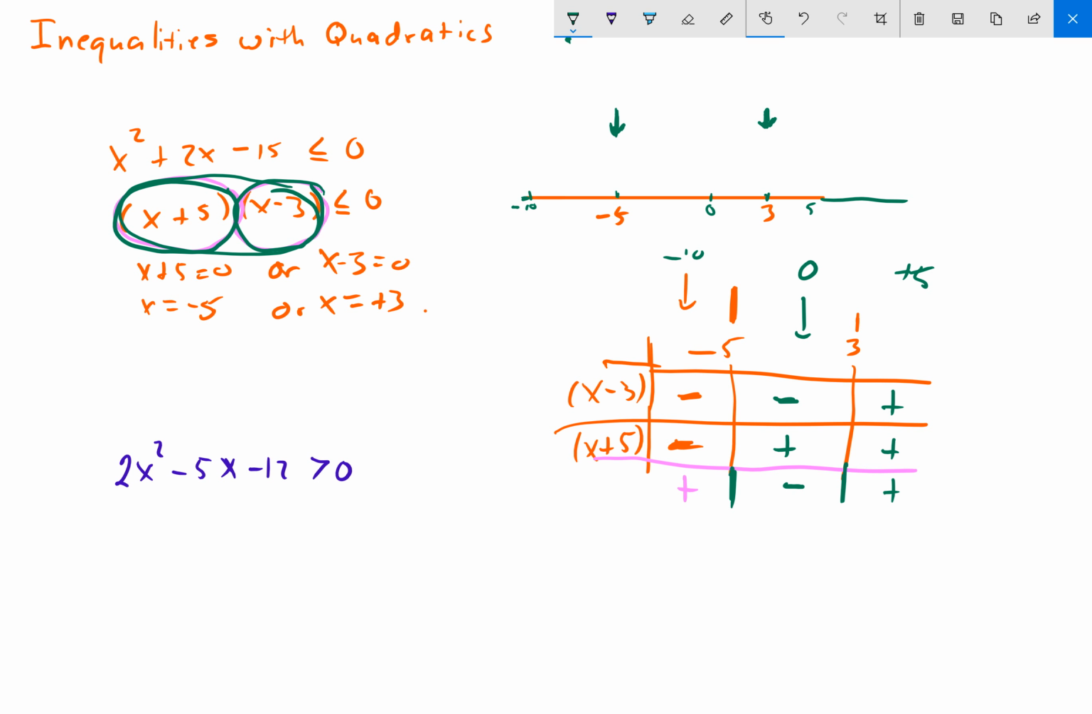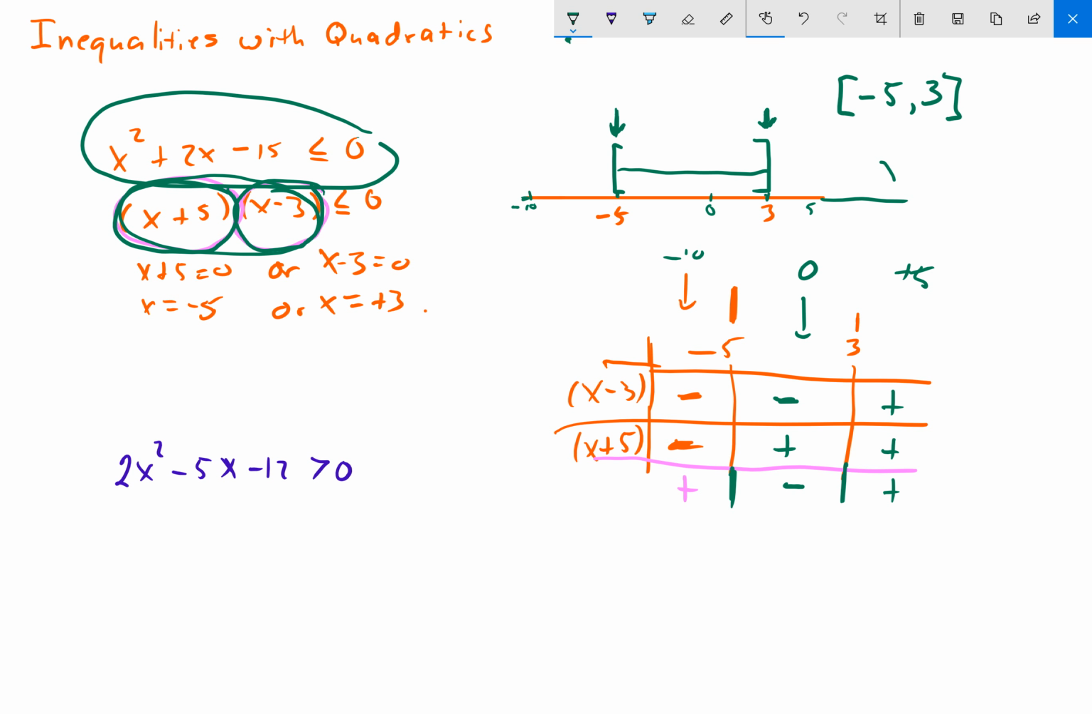Well, this was less than or equal to, so I'm going to use my brackets. And I'm going to show that this is my solution. So on a number line, it's going to look like that. And those are all my solutions that make this inequality true.